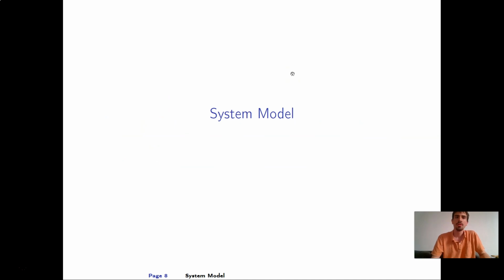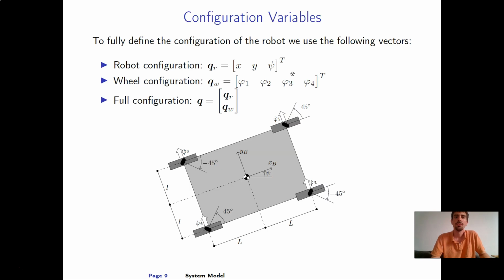To construct the controller, we first need to define the model of the robot and its actuators. The configuration of the robot, QR, is defined by the position X, Y, and orientation psi of the robot relative to a world frame, while the configuration of the wheels, QW, can be defined by the turning angle of each wheel, phi1 to phi4. The full configuration Q of the robot is then obtained by stacking these two vectors. We note that while QR and QW can take any value, their time derivatives are not independent from each other. They are coupled by a kinematic constraint.